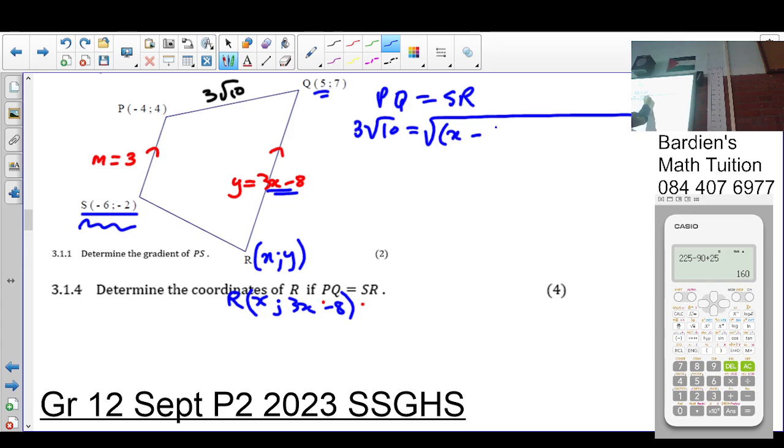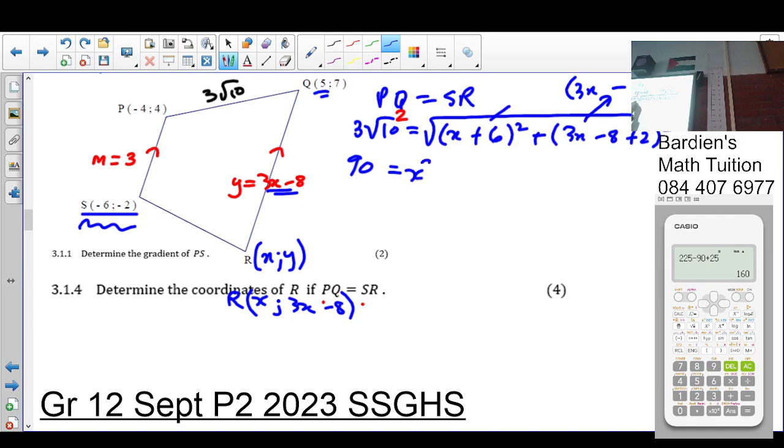x minus 6 squared plus 3x minus 8 plus 2 squared. Okay. So of course this here works out to be 3x minus 6 squared. So what I'm going to do is I'm going to square both sides of the equal sign. So it's going to give you 90 is equal to, the square cancels the square root.